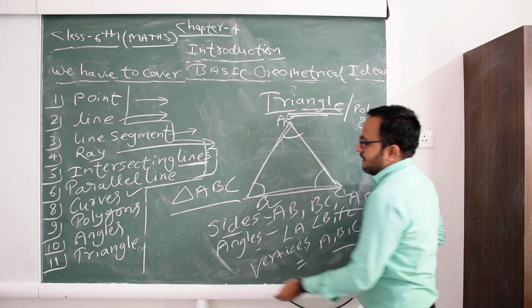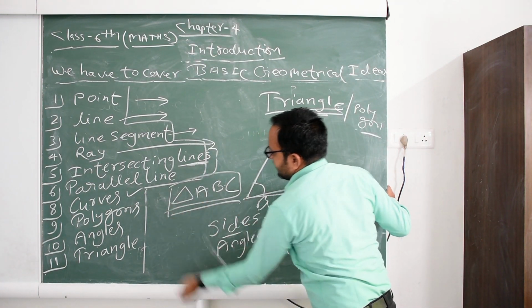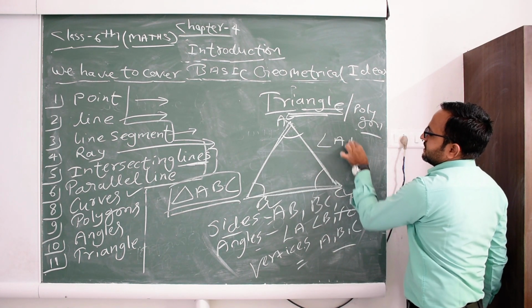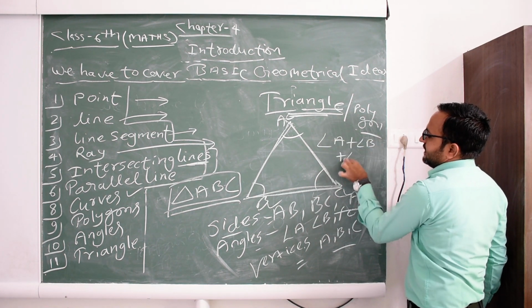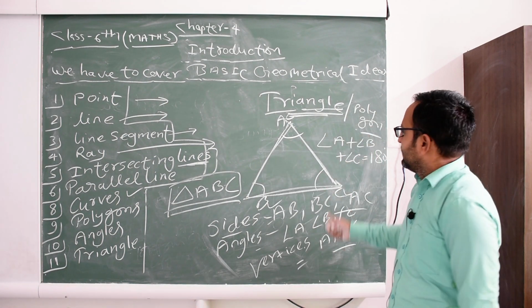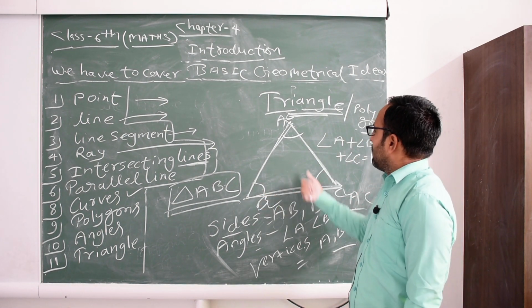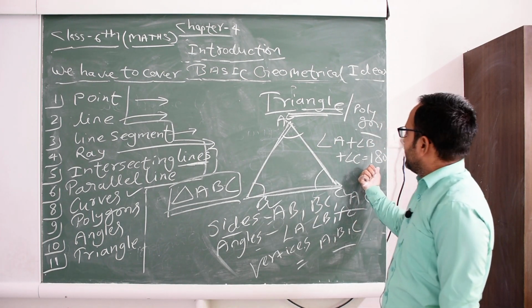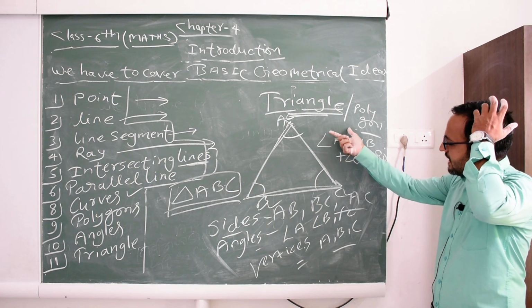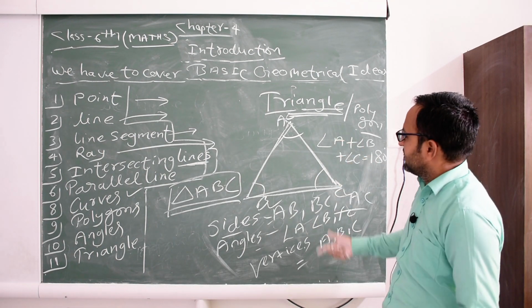And for the further information, the sum of all three angles equal to 180 degrees. That means the sum of all three angles equal to 180 degrees. Okay, so this is a triangle theory. Okay, these are basics of triangles.